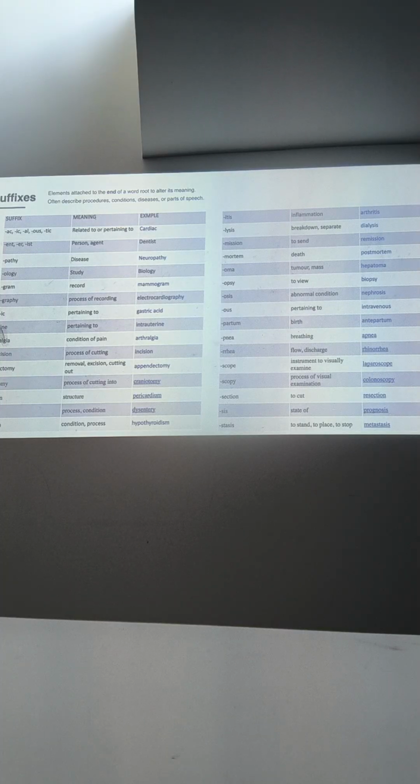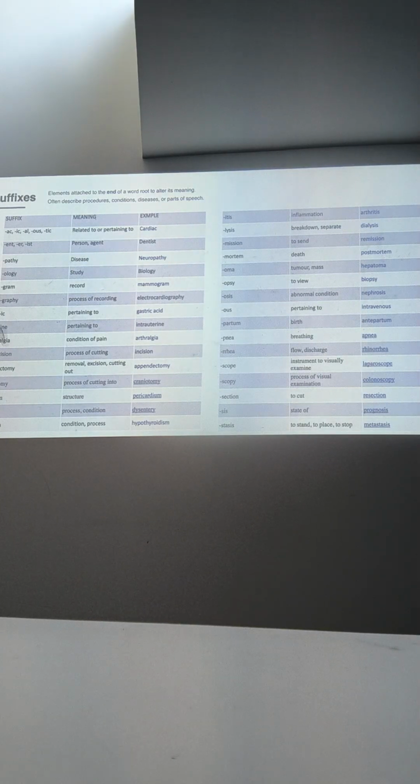Then -tomy, just make a note of this from the -ectomy. It's the process of cutting into. So it's not the removal, it's getting into something. So craniotomy, it's cutting into your skull. Then -um is the structure, so pericardium or sternum, that's one. And then the -y is process or condition, so dysentery. And then -ism is a condition or a process, which is hypothyroidism or hyperthyroidism, like I said before.